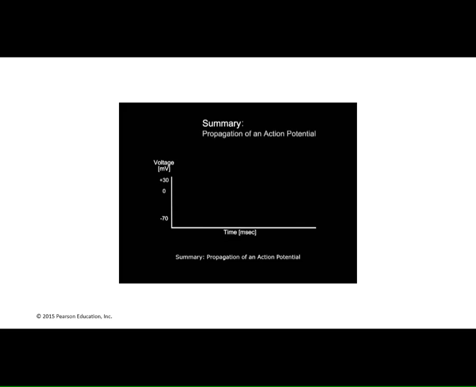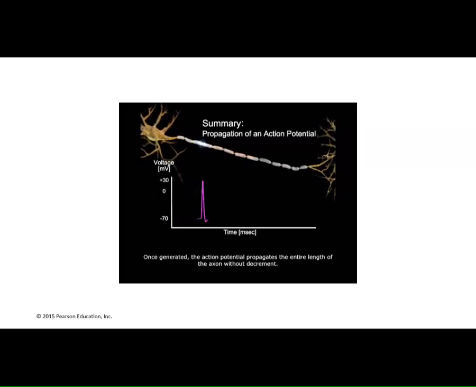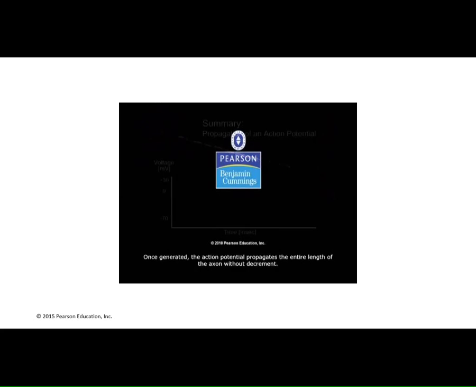Summary: propagation of an action potential. Once generated, the action potential propagates the entire length of the axon without decrement. See how the curves are all the same? Every action potential is exactly the same. Negative 70 up to positive 30, negative 70 up to positive 30. So always exactly the same visual look to every action potential curve.